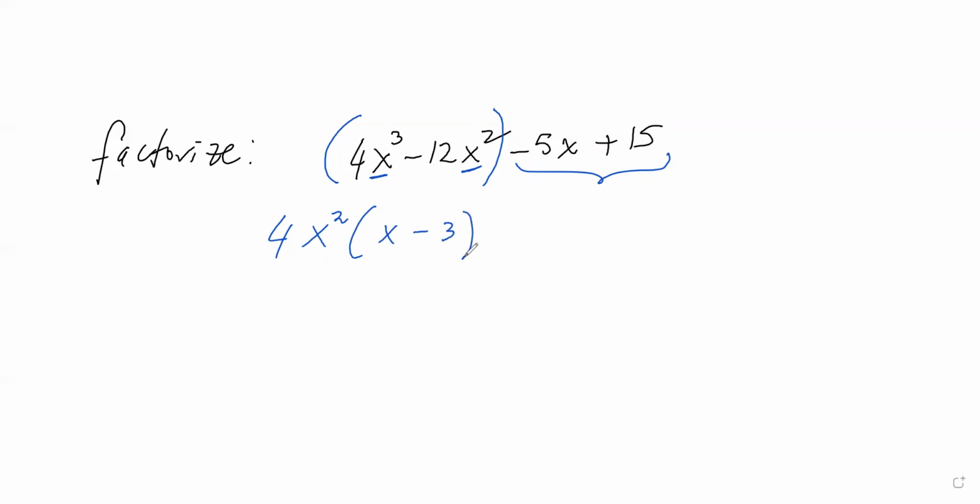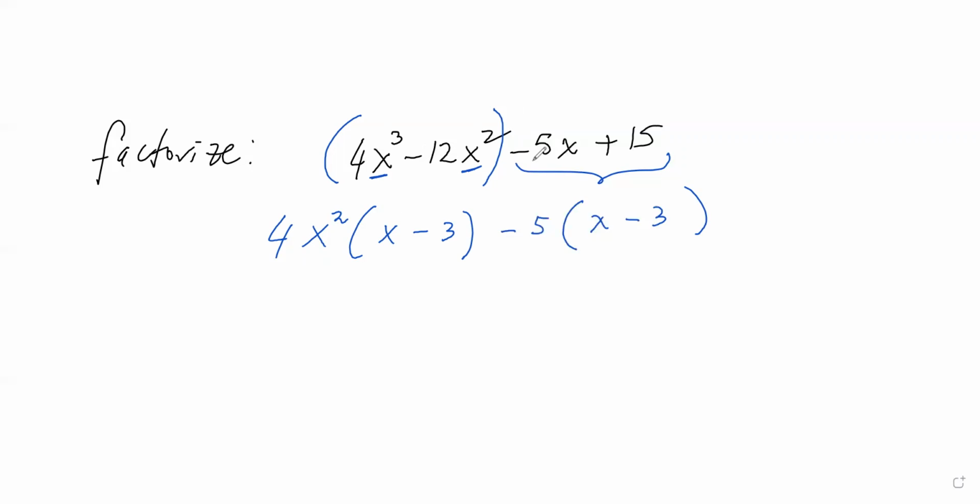And then in the second group, 5 is a greatest common factor. So in fact, I can just pull out the negative 5 for each term. Then this will leave me x in the first term and negative 3 in the second term, because negative 5 times negative 3 will be plus 15.